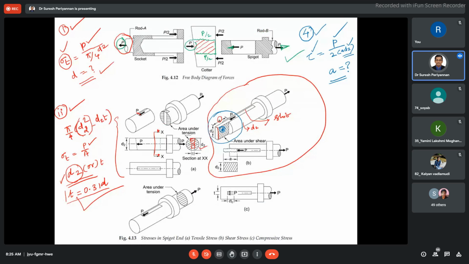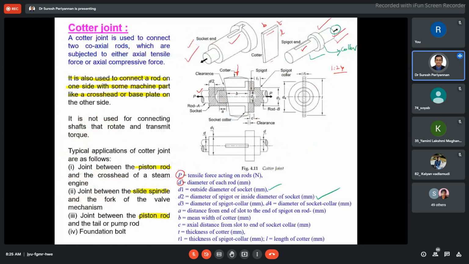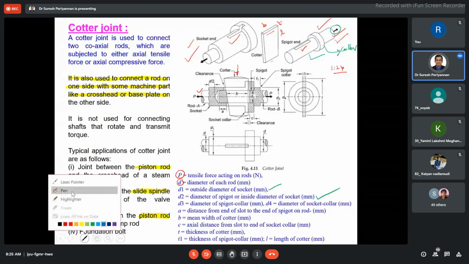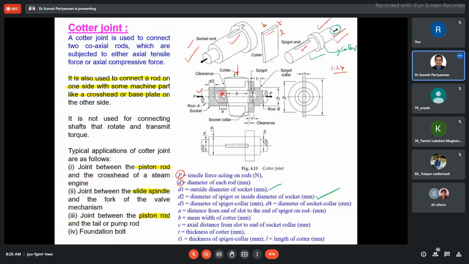How does shear failure occur in the spigot? For a clear understanding, come to this figure. You can understand here. This region is subjected to shear because it is inserted inside the inner diameter of the socket. And this is the region going to be subjected to shear.